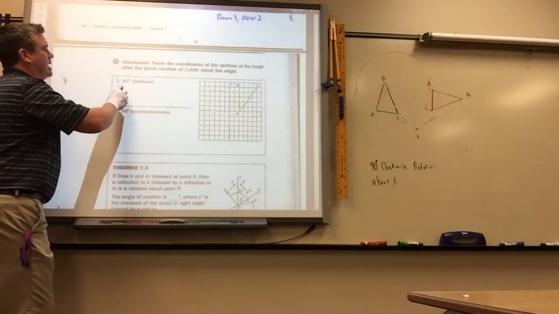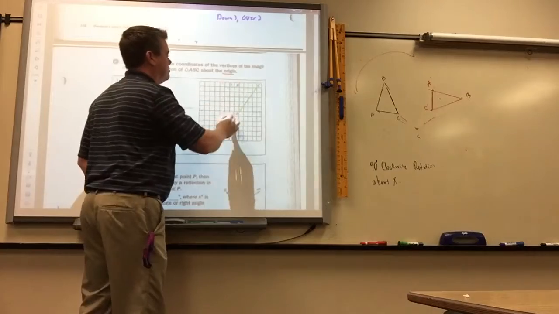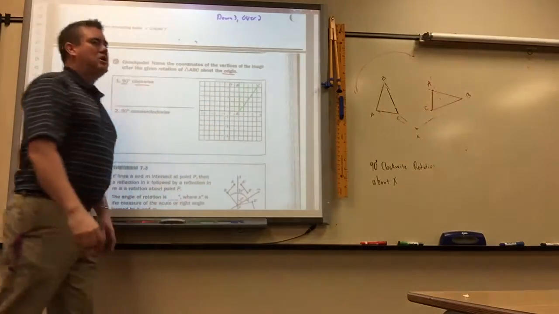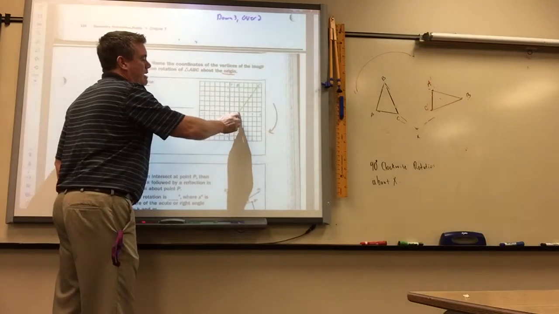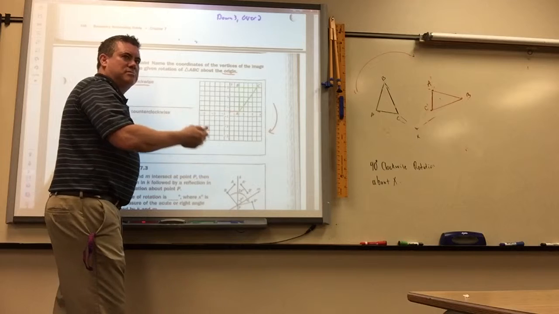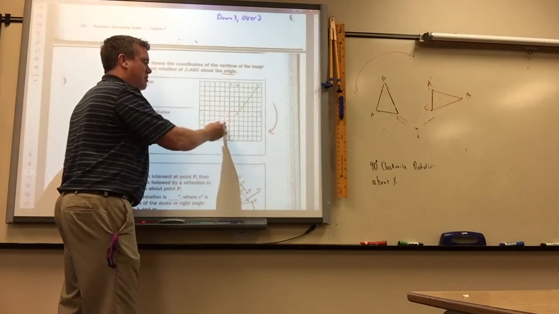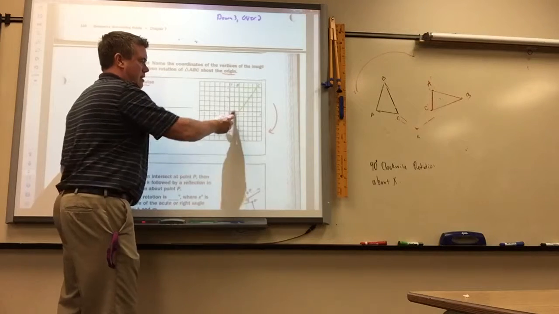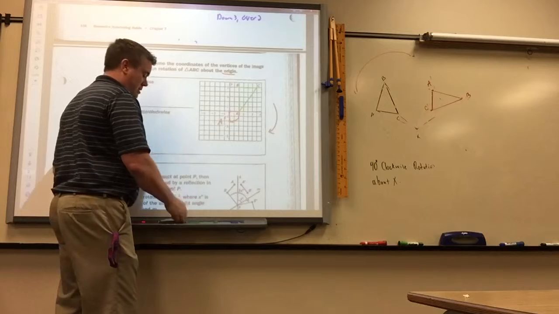We're gonna do a 90-degree clockwise rotation about the origin. Clockwise is to the right. To get from A to the origin, I just gotta go over 2, so I do the opposite, down 2. Does that form a 90? Yep. So A just went from here to here, a quarter of a turn, 90 degrees.